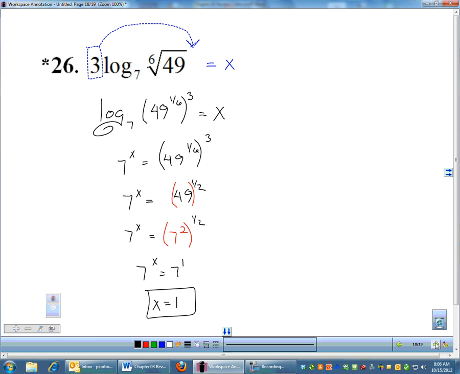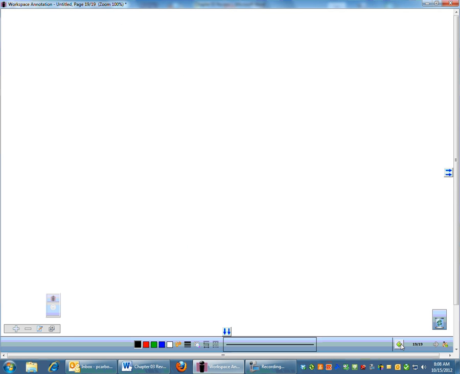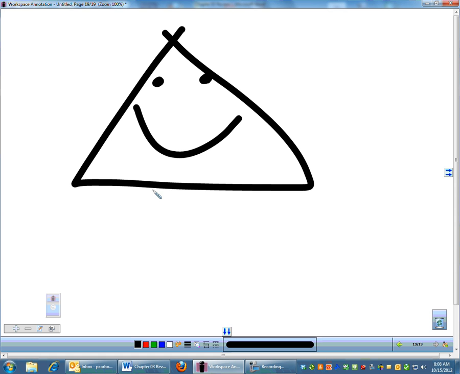Last one in this section. Oh, that was the last one in this section. Hey, it's a blank page. Let's draw Triangle Man. It's a big bold Triangle Man. All right.